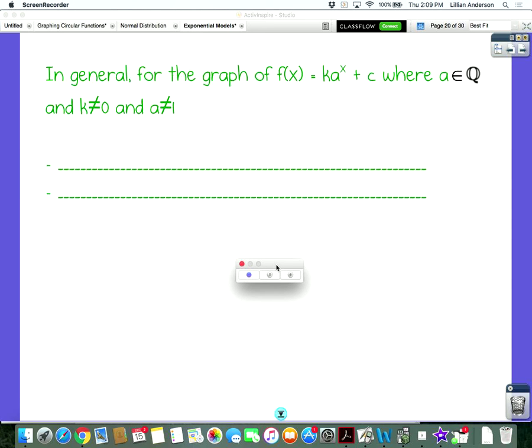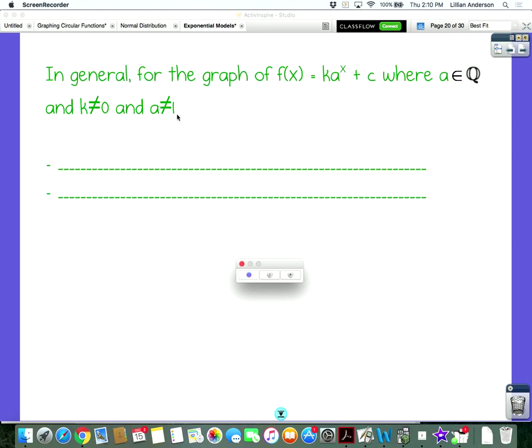So based off of this investigation, what you can really say is, in general, for any exponential graph, this is the general setup of it. K times a to the x plus c, where a is an element of Q, which stands for, say again? Rational numbers. Rational numbers are what types of numbers? And yes, real, integers, and fractions, okay? K cannot equal 0, because if K equals 0, what would happen to that first term there? It would also cancel out, leaving you with just a constant.